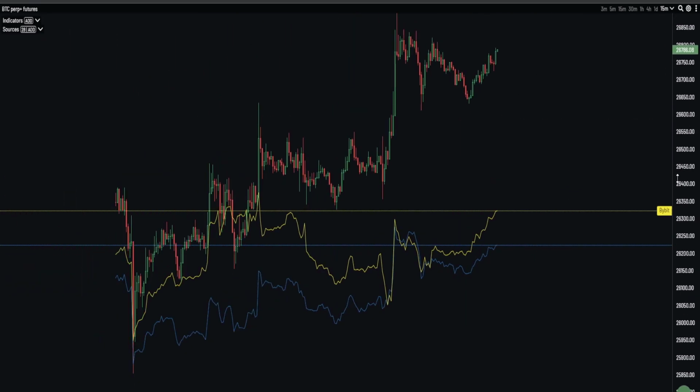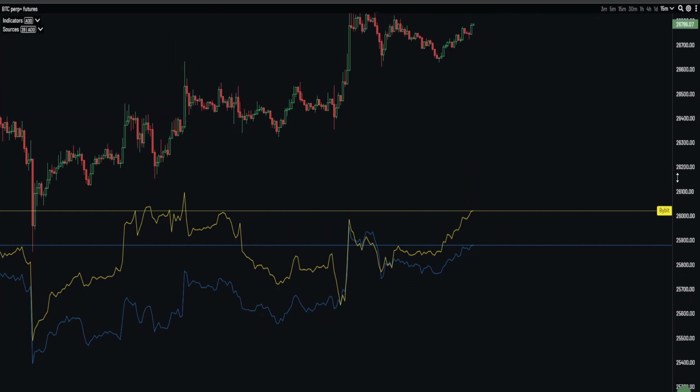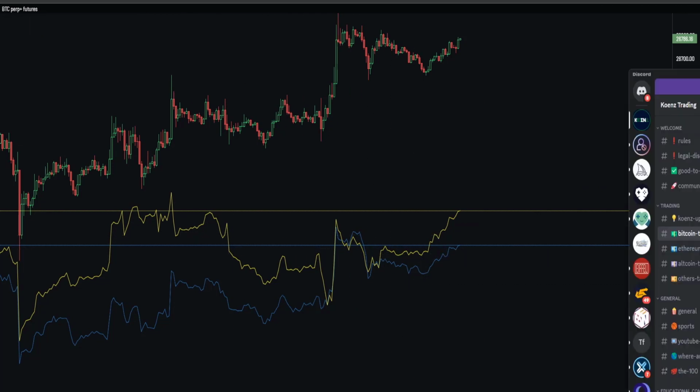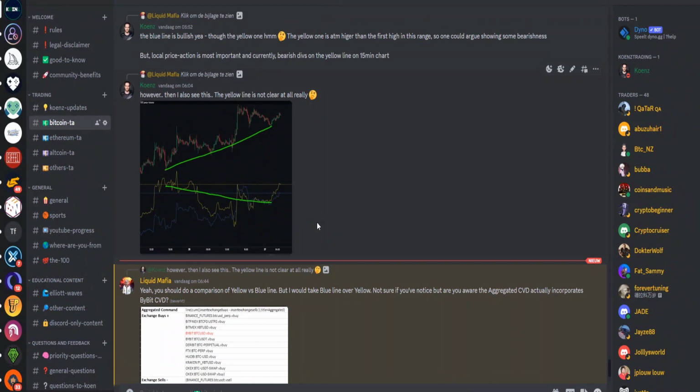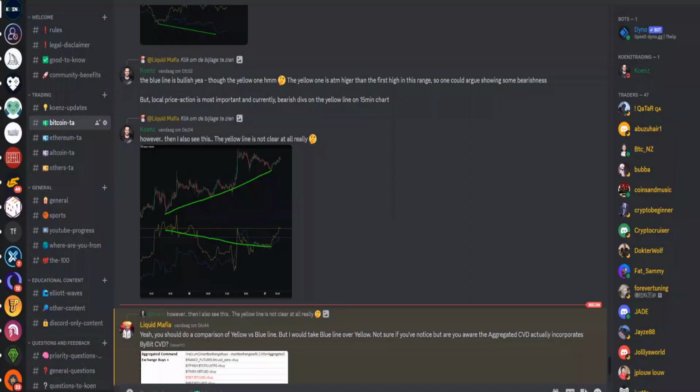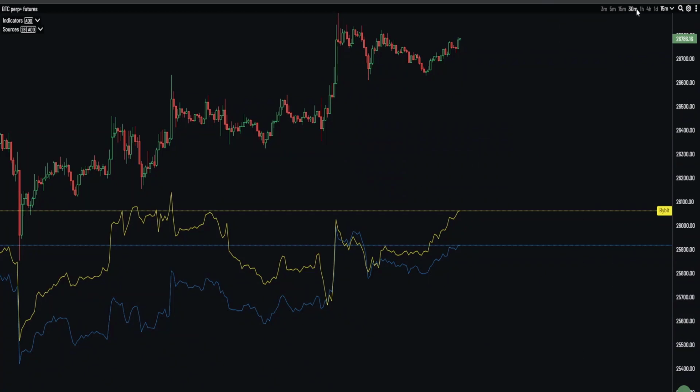However, if we then zoom out just a little bit, what you can also see is over here, price making a higher low, while on the CVD, a lower low. And if I quickly show you, I actually put this in Discord just now, where you can see over here higher low on price, but at the same time a lower low on the CVD. So locally you might have some bearish CVD divergences over here, but then if you zoom out a little bit, you can see we have some bullish divergences, right? So it can be quite confusing.